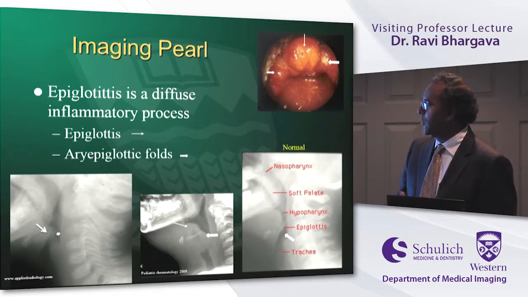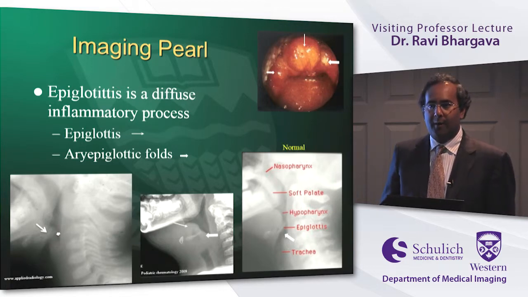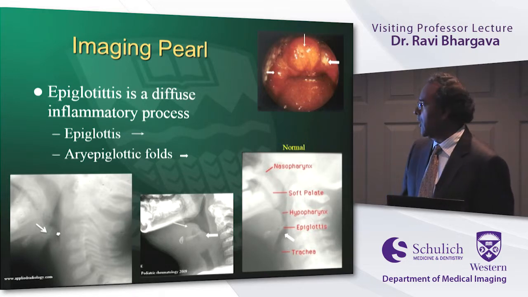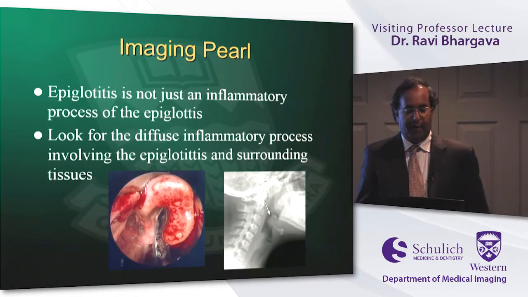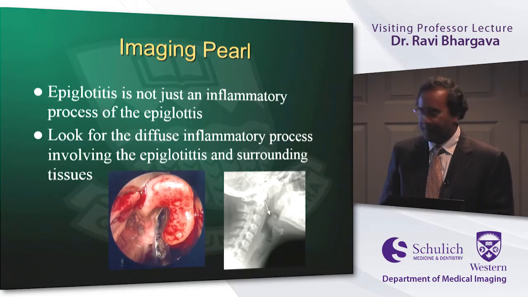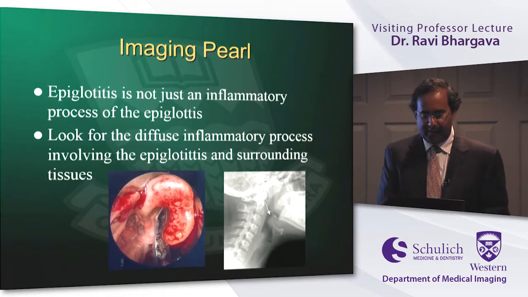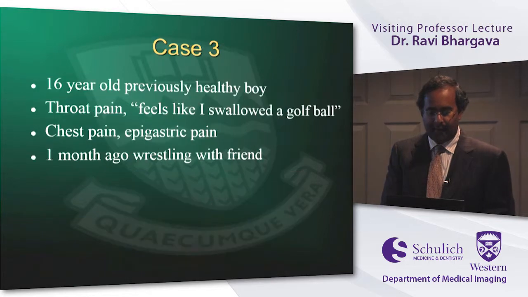And so when you're looking at a case of questionable epiglottitis, and you're wondering if the epiglottis is enlarged, cast your eyes at the aryepiglottic folds. If they're swollen as well, that child has epiglottitis. And again, it's not an inflammatory process of the epiglottis alone, and look for that diffuse swelling. Here's another example of diffuse swelling of that epiglottitis, as well as the image that you can see at laryngoscopy.